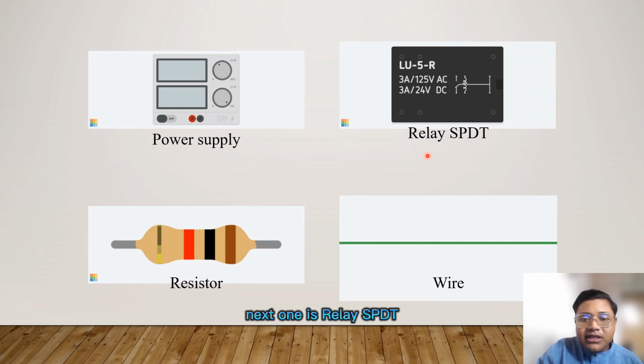Next one is relay SPDT. Function of relay SPDT is to act as a control panel like an on-off switch. And the resistor, its function is to limit and regulate the electrical current flow in a circuit. The limit of electrical current can be determined by the color on the resistor. So last one is wire. Function of this wire is to connect all the electronic components to form a circuit.